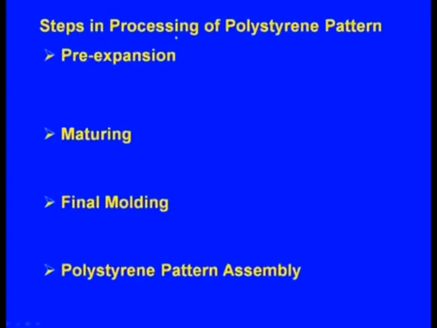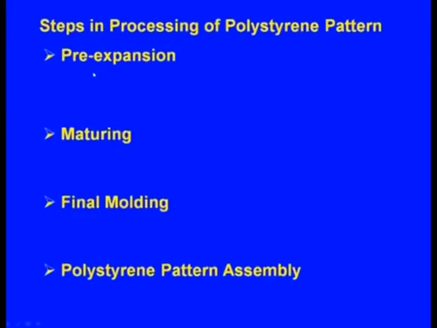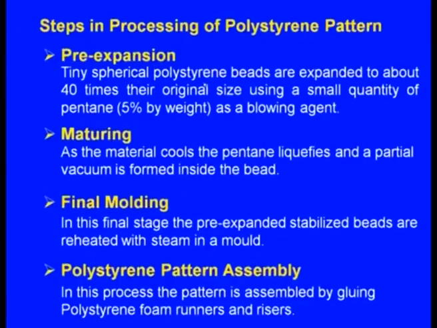Now, the steps in processing of the polystyrene pattern. These are the steps for processing the polystyrene pattern. The first step is pre-expansion, the second step is maturing, the third step is final molding, and the fourth step is polystyrene pattern assembly. Now, let us see what these are. In pre-expansion, tiny spherical polystyrene beads are expanded to about 40 times their original size using a small quantity of pentane, about 5% by weight, as a blowing agent.